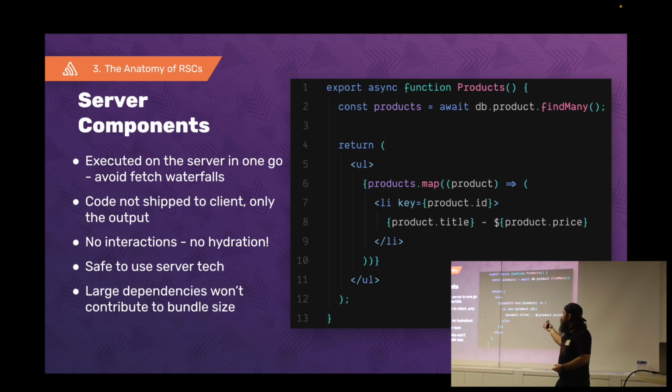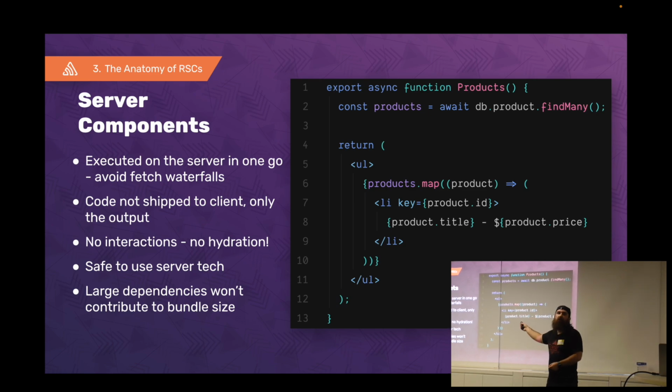That means no JavaScript is being sent because the only thing that this function returns is JSX, which will get converted into HTML. So there's no JavaScript. That means there's no interactions. But that also means that there's no hydration. So the browser has fewer things to do in order to display this component as opposed to a client component, right? That means it's safe to use server technologies.